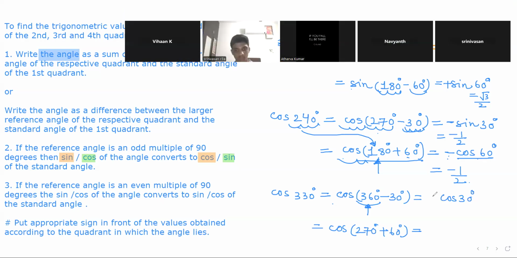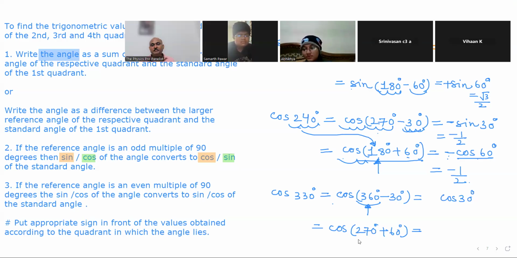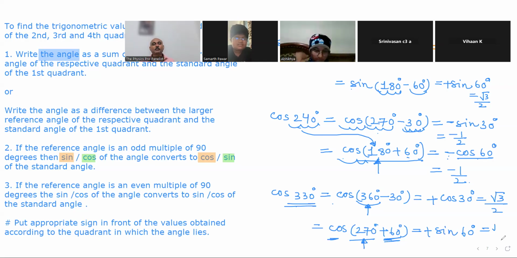Then Samarth, tell us this one, beta. This is an odd multiple, right? In odd, what happens? Cos converts to sine. Very good. Sine of the standard angle, sine 60. In which quadrant does this angle lie? Fourth quadrant. Plus sine 60, because the angle lies in the fourth quadrant. Cos 30 is root 3 by 2, and so is sine 60. So this is how you find it.